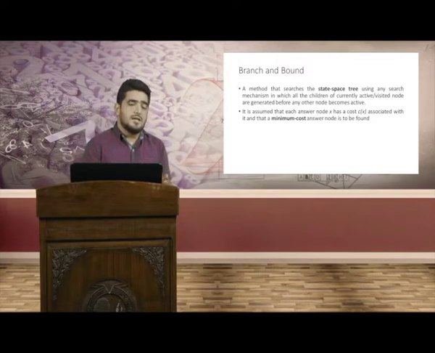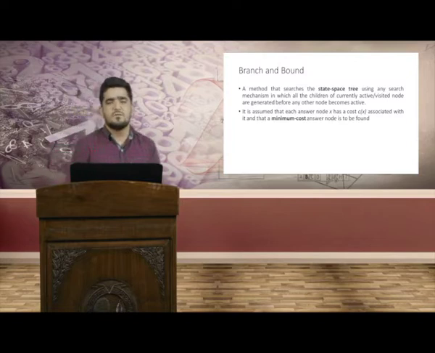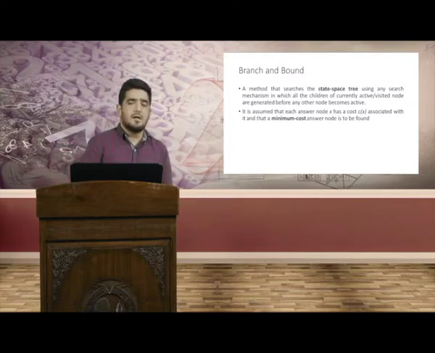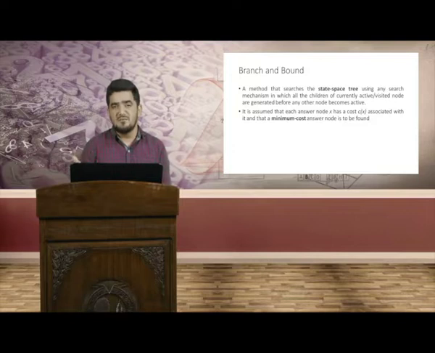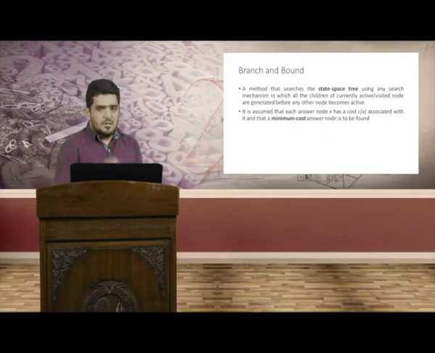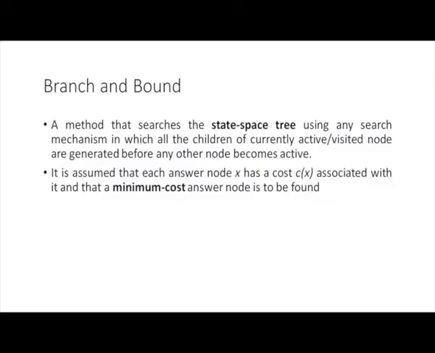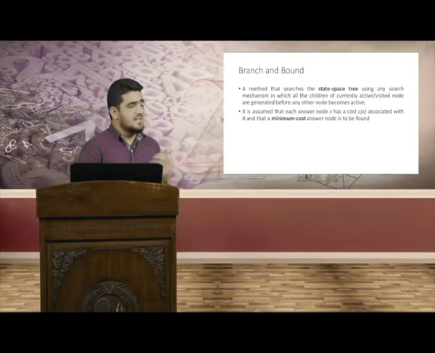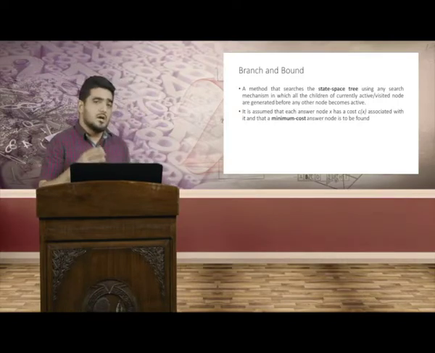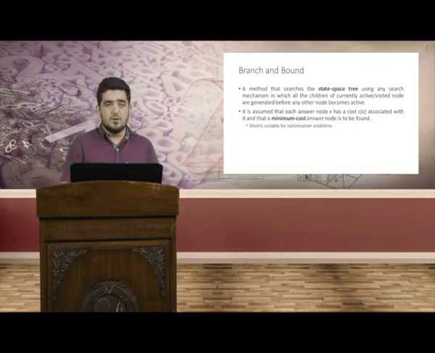However, in this particular lecture we will be considering only the minimization problems, and it is obvious that any maximization problem can be converted into a minimization problem by negating its objective function. These things will be more clear as we move on. We need to remember that in a branch and bound solution there are 2 points. Number one, we have either to minimize or maximize our objective function, and second, while we are searching the state space tree for a solution, we need to generate all the children of the currently active node before any other node becomes active.